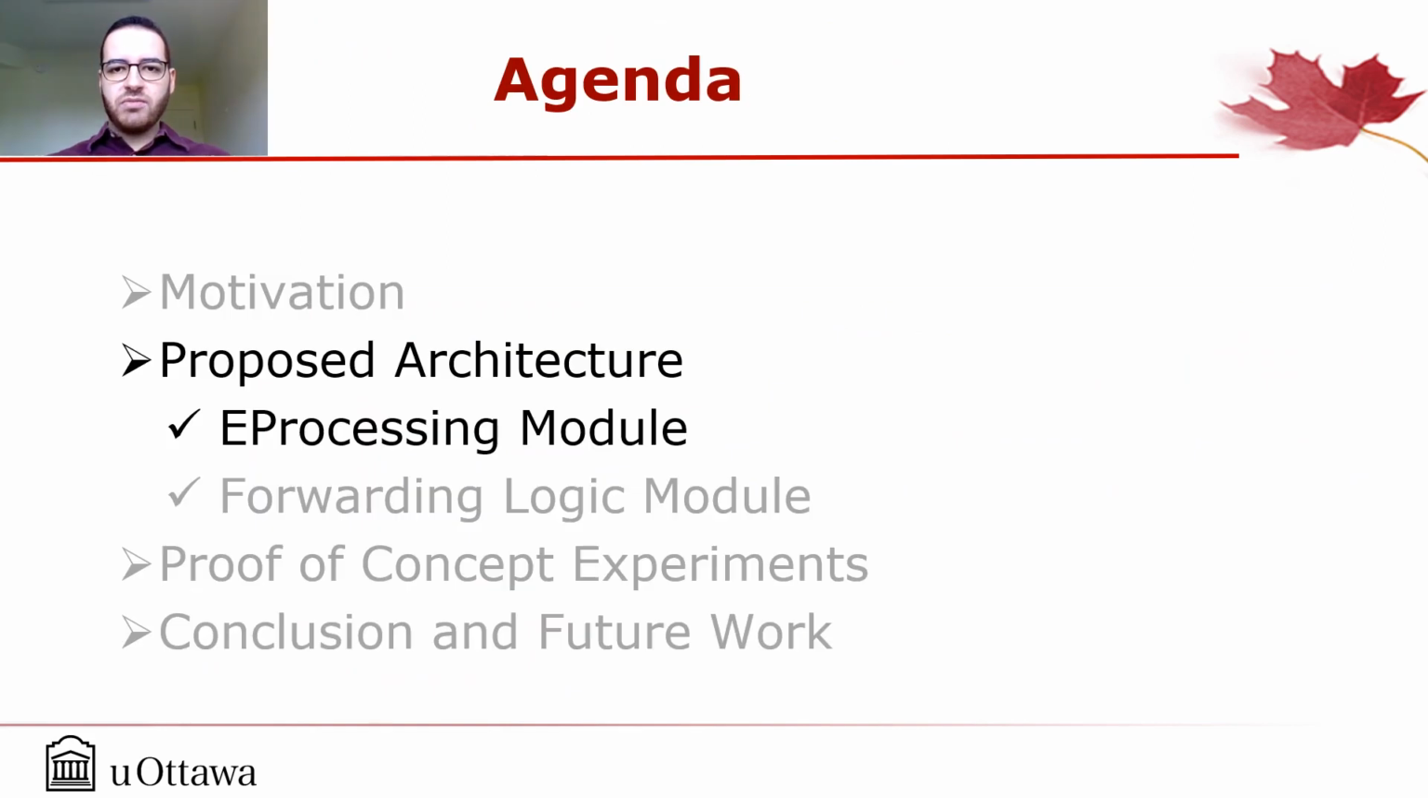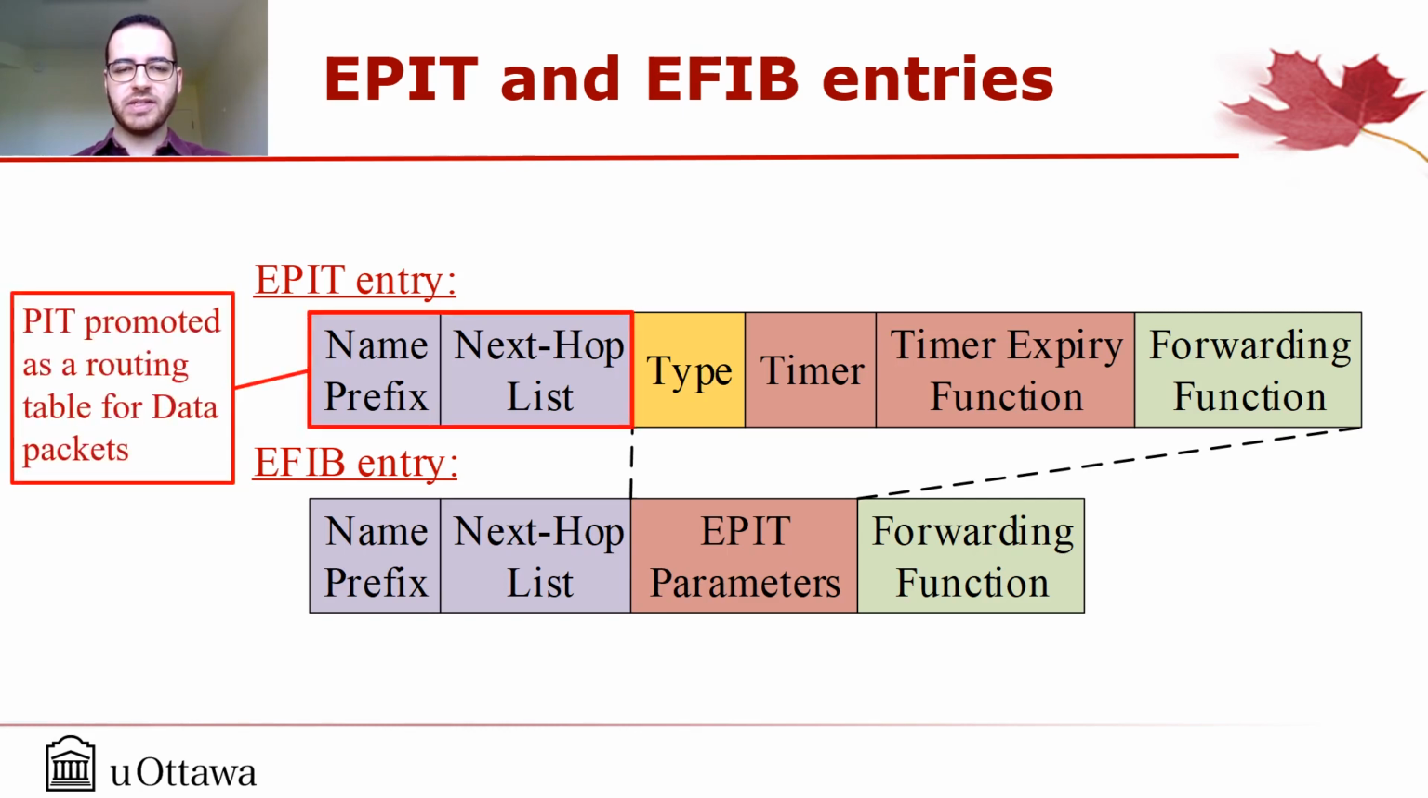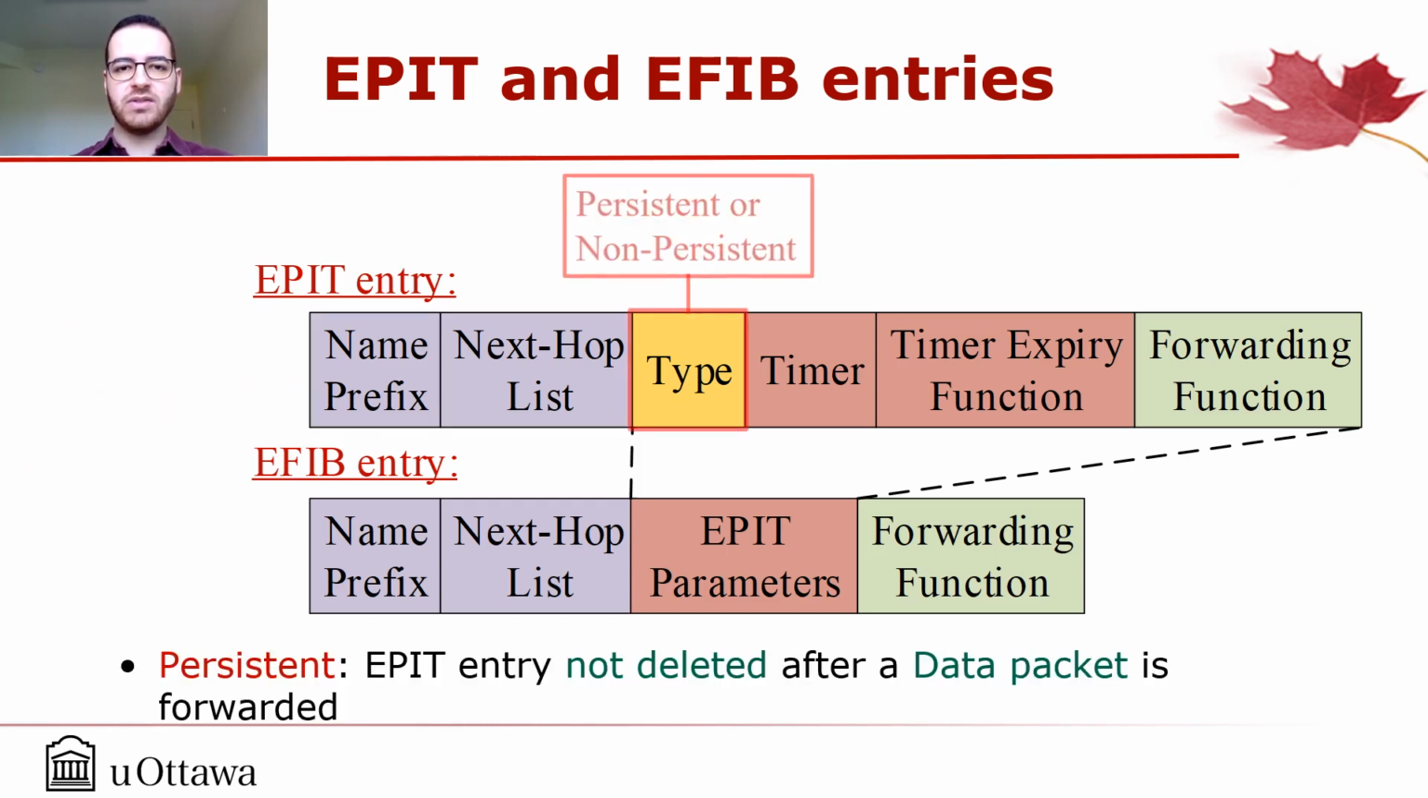Let's see how the EProcessing module works in more details. The EProcessing module follows the normal NDN forwarding pipeline with the following modifications to the EPIT and EFIB tables. The first modification we do is to promote the EPIT as a routing table for data packets. This means that EPIT entries no longer necessarily represent a previously forwarded interest, but can be created proactively by the control plane. As the control plane can now create EPIT entries, we want some of these entries to be persistent. This means that they won't be deleted after a data packet is forwarded through them.